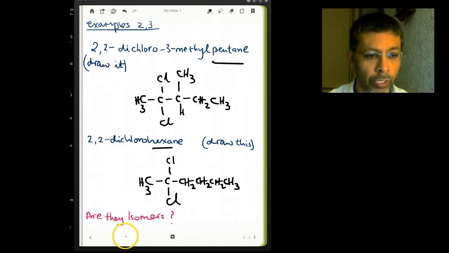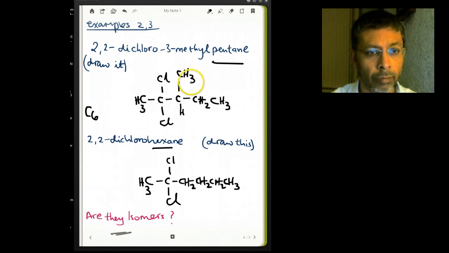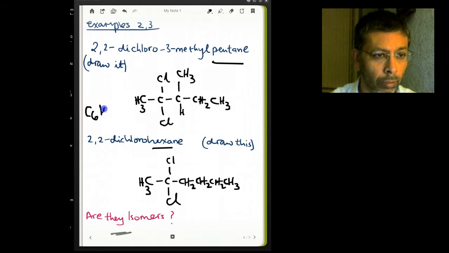Okay, now the question is, are they isomers? Well, let's have a look. How many carbons each one has? 1, 2, 3, 4, 5, 6 carbons, C6. Let's count how many hydrogens. 3, 4, 5, 6, 7, 8, 9, 10, 11, 12, H12, and it's got 2 chlorines, so Cl2.